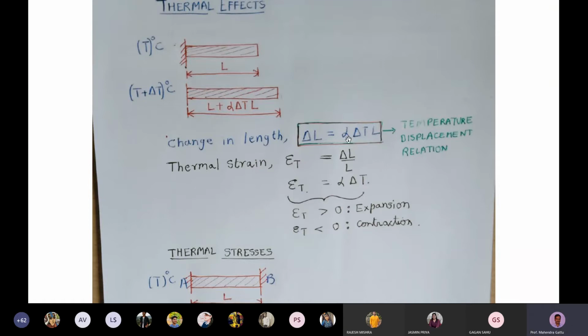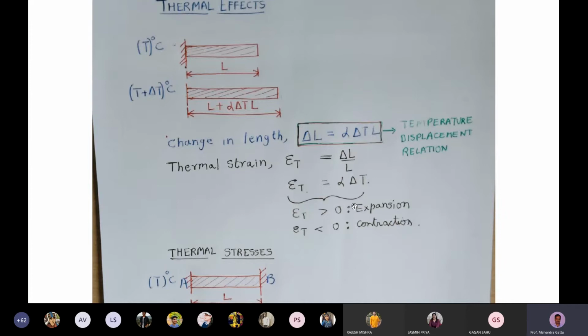The units of alpha. So what are the units of alpha? Here strain has no units, and delta T has degree Celsius or Kelvin. So units of alpha will be 1 by degree centigrade or 1 by Kelvin. You can also express it in 1 by Fahrenheit. For degree centigrade and Kelvin, whatever alpha you get for one will be the same for the other also. But for Fahrenheit, you have to make a small change in the alpha value. We'll discuss that in a problem later.